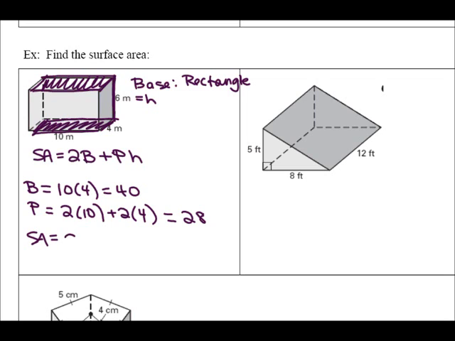So surface area is going to be 2 times the area of the base, which we said was 40, plus the perimeter of the base, which was 28, times the height of our prism, which was 4. Okay, and we add those all up, and we get that the surface area is 248 meters squared.